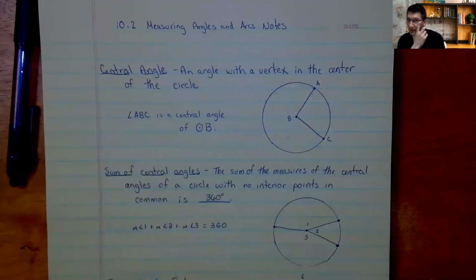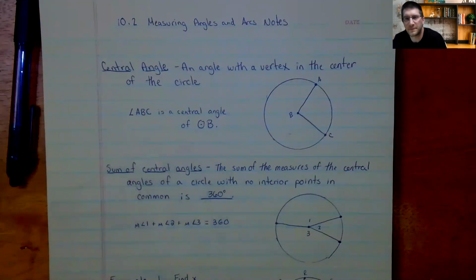So the first thing we're going to look at is what is a central angle. A central angle is simply an angle with a vertex in the center of the circle. And that part's typed in for you into the notes. All you need to do is put the drawing and the little descriptor of the drawing here that I have.